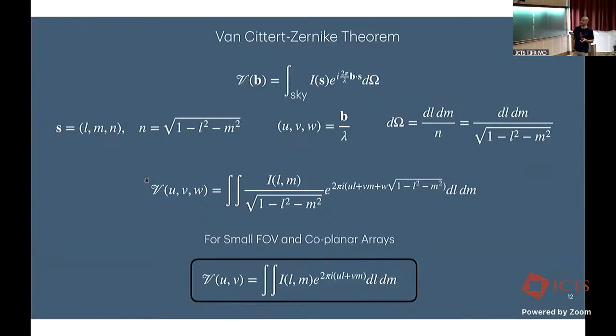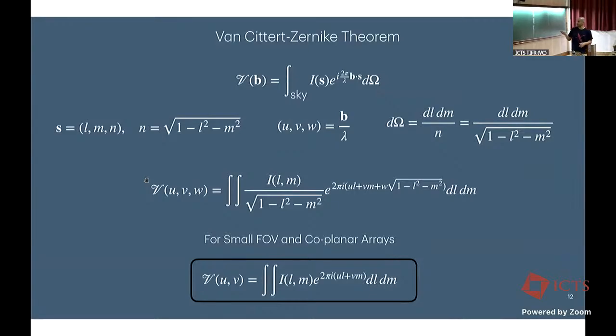So we stick in our S, B, and D omega, and we arrive at what is sort of the overall Franz-Bhattacharyya theorem. If you think of coplanar arrays, your source is very far away. It doesn't really matter that Earth is curved because it's so far away. We can actually think of it as a coplanar array, and we're talking about a small field of view.